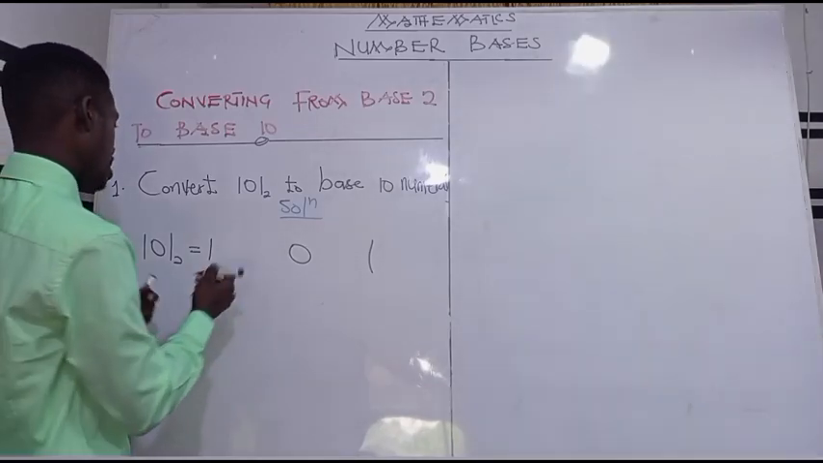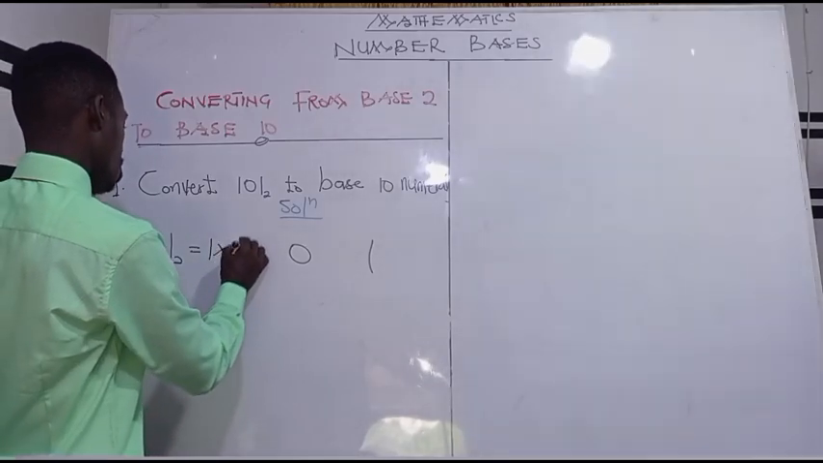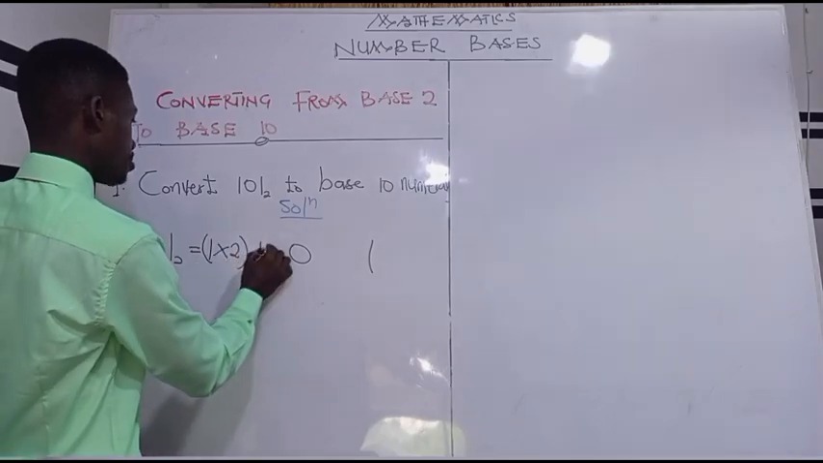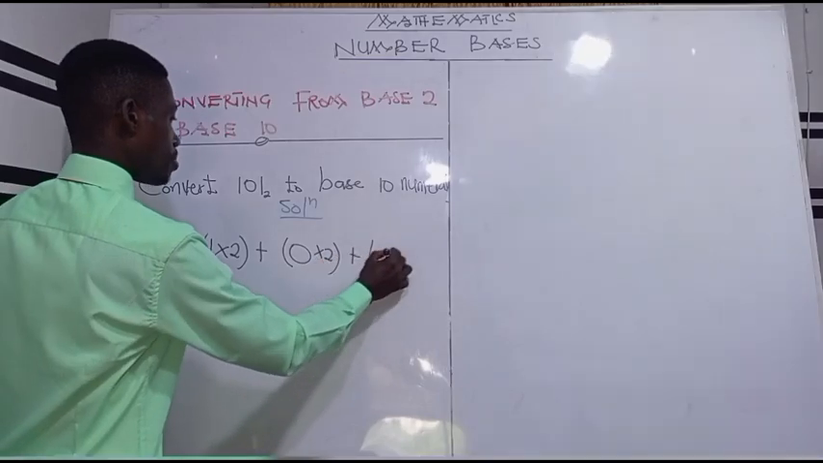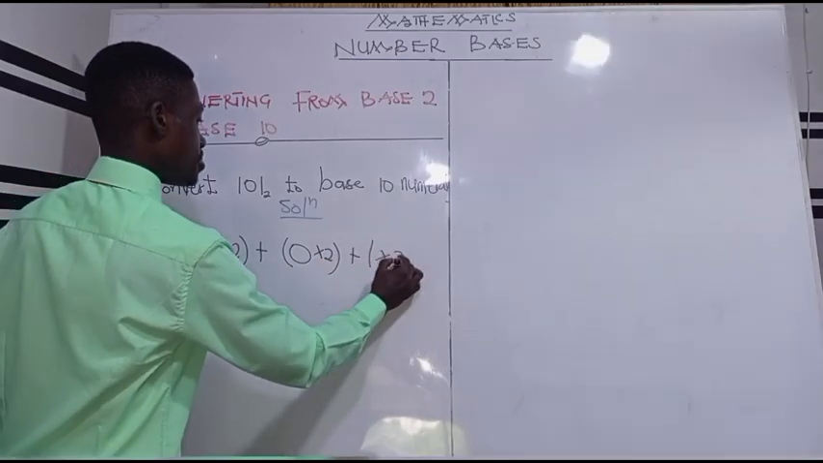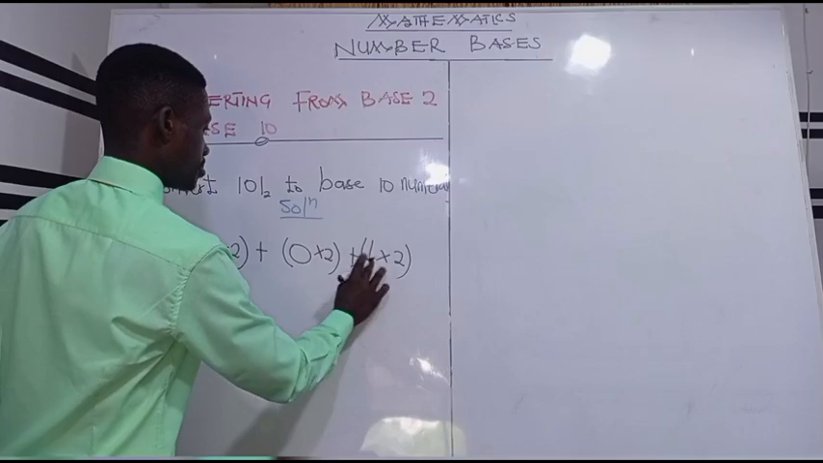So we are going to multiply here by 2. We sum them, multiply this number by base 2. We sum them, multiply this number by 2, which is the base. We sum them.